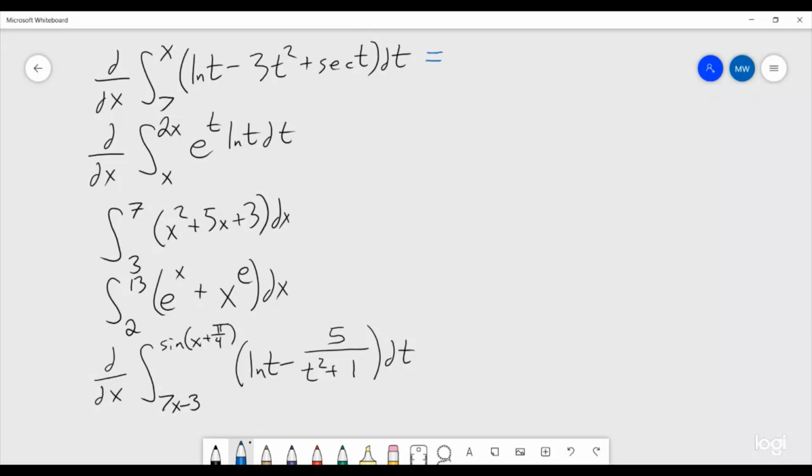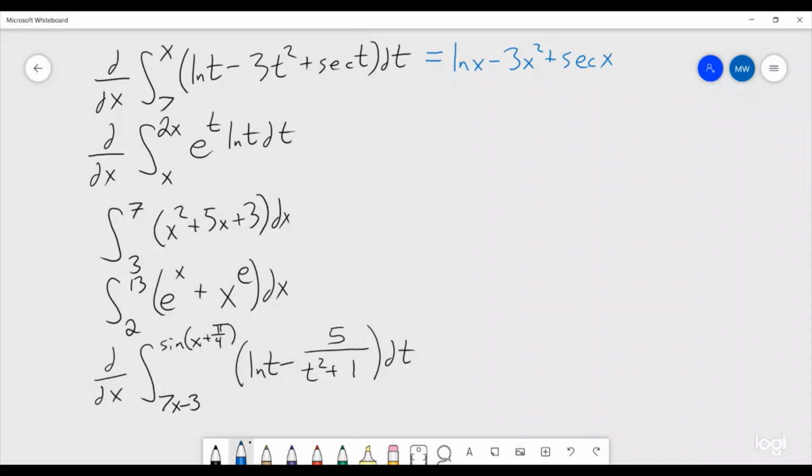The fundamental theorem of calculus says if you have an integral from a constant to x, the derivative with respect to x is just going to be replacing all of the t's with that x value. So this is going to be natural log of x minus 3x squared plus secant of x. That is what the first one is going to be.